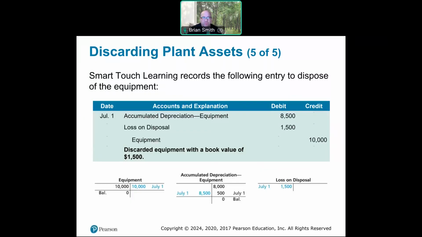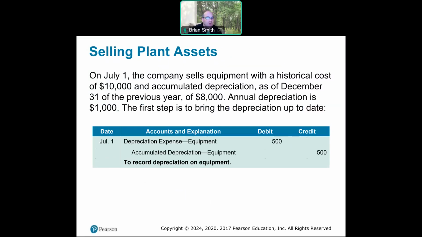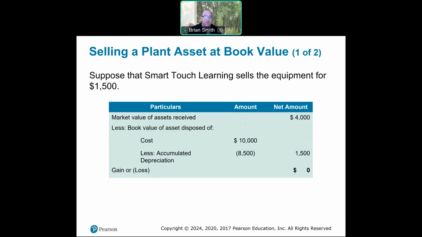Now, what if the company sells this instead of disposing of it? And how much are we getting for it? I guess it doesn't tell us yet. So in this case, again, it's July 1st. If we're selling it, we're going to record our last bit of depreciation, and then we're going to get on to the next step, which in this case sells the equipment for $1,500.